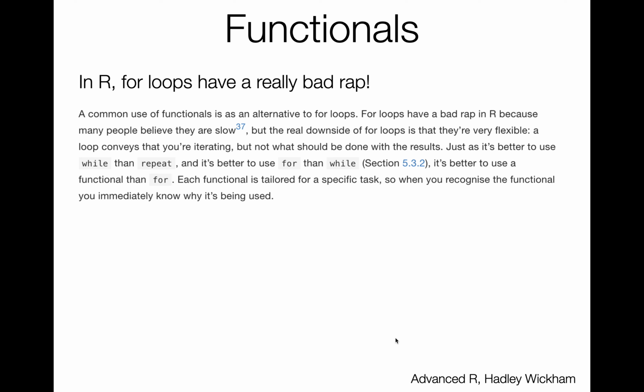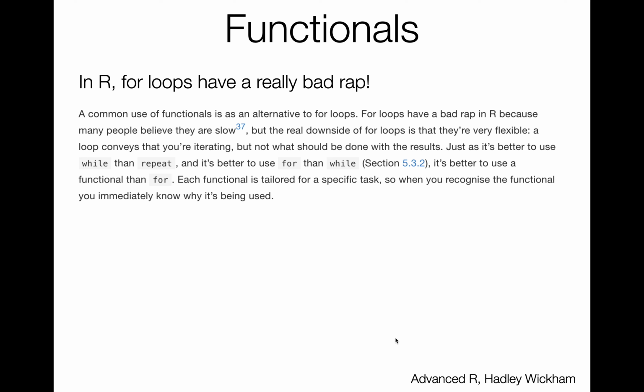Basically, they are less flexible than for loops, and thus they're optimized for the task. So for loops are very flexible and great for general tasks, because you can use a for loop to do anything as long as you're iterating. But a functional is often made for a specific task. And if you make something for a very specific task, it better be pretty darn good for that task.